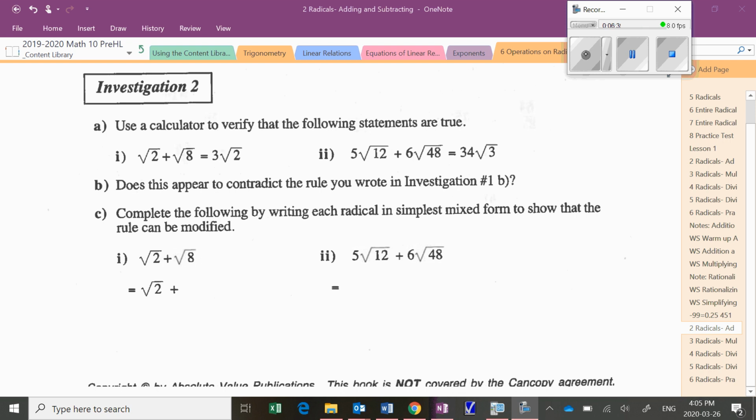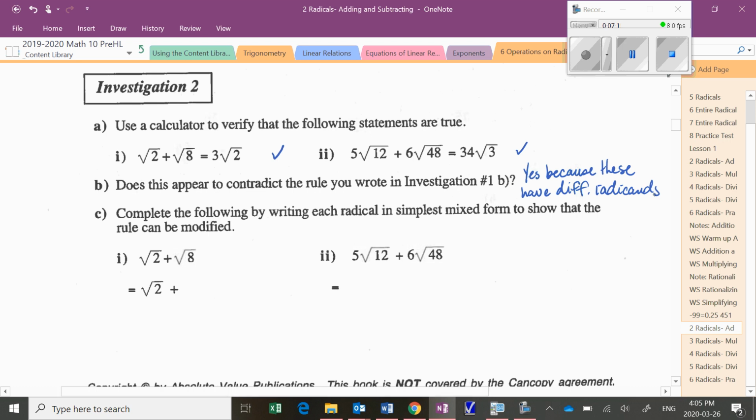And so what you hopefully did find is that they are both absolutely true. And does it appear to contradict the rule that we wrote? Yeah, it absolutely does, because these ones have different radicands. So again, the radicand is the number underneath that radical symbol. Okay, the index is the same though still.